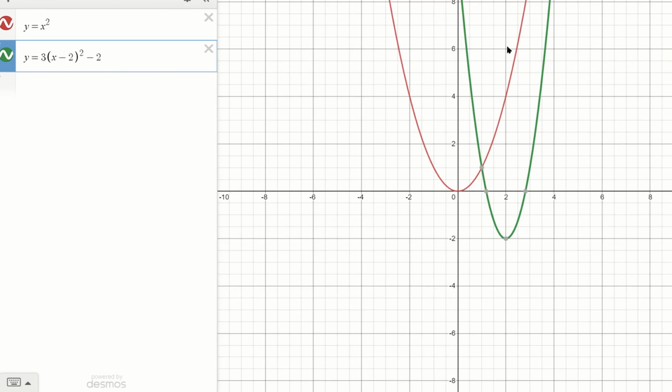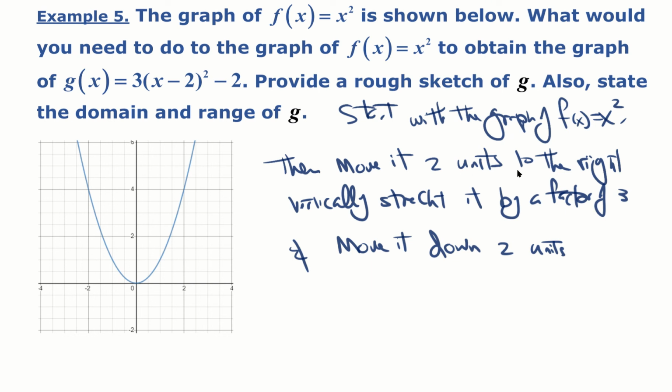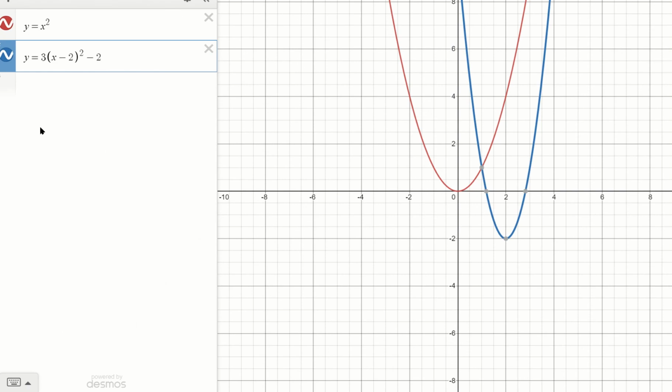All right, so notice that here we have the original graph. Here I drew it in red. And let me go to the same colors that we've been using, red and blue. So we have the original graph y equals x squared, the reference graph, we should say, in red. And remember the moves that we're going to make. Let's take a look at it again. We're going to move 2 units to the right, vertically stretch by a factor of 3, and then move down 2 units. So notice it has been moved 2 units to the right. Then notice it's been stretched vertically by a factor of 3, and then also moved down 2 units.